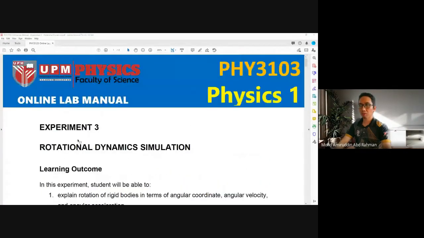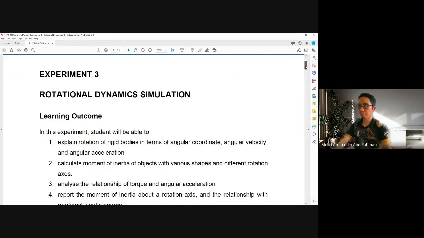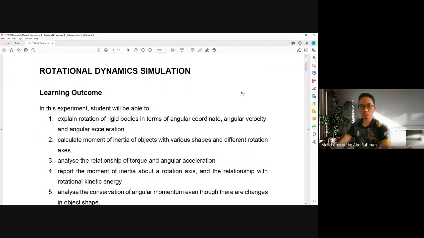Okay, this is the lab menu that I gave you yesterday, right? For the learning outcome, this experiment 3, we will look at rigid bodies, which is the rotational dynamics. What you will learn in this lab is that you will be able to explain the rotation of rigid bodies in terms of angular velocity and angular acceleration. Then you need to be able to calculate the moment of inertia of objects of various shapes and rotation axes. Third, analyze the relationship of torque and angular acceleration.